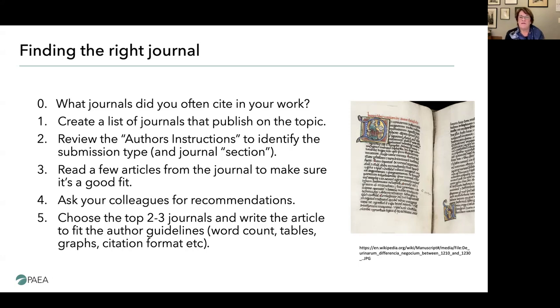And then what I recommend is that you choose the top two or three journals that you'd like to submit to, and try to write the article in a way that it fits the author's guidelines for the most part for most of the journals, so that if you submit it to one journal and it gets rejected, you can, with very little effort, rewrite one section or change something, and then resubmit it to a different journal.